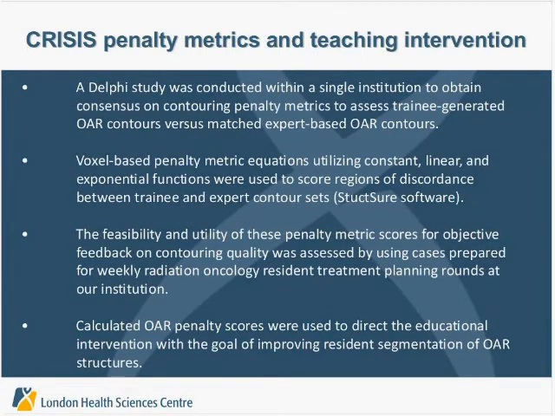And so we used the STRUCTURE software to build these metrics, and they're voxel-based, as Neil had mentioned previously. We wanted to come up with these consensus-defined penalty metrics to score new contours. And then we wanted to look at the feasibility and utility of using these penalty metrics in an educational intervention itself. This was part of weekly resident rounds, and we did a whole bunch of them in a row over a 6-week period to assess these new penalty metrics. So we calculated these penalty metric scores, and we gave these to the clinician to direct the teaching intervention, with the overall goal of trying to improve contouring from the resident perspective.